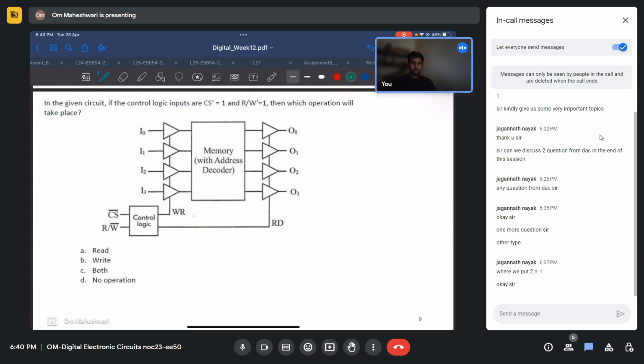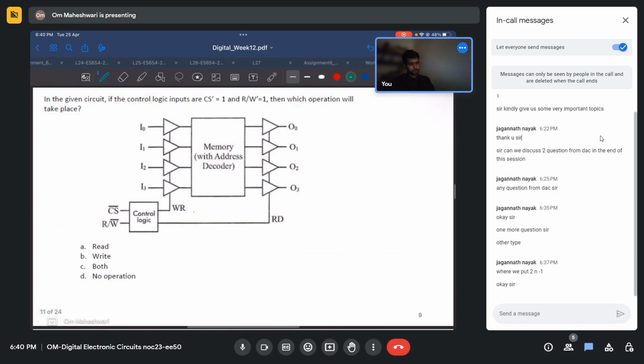So it is a very simple question. You just have to look at the inputs. So what you have, so let us draw a truth table.